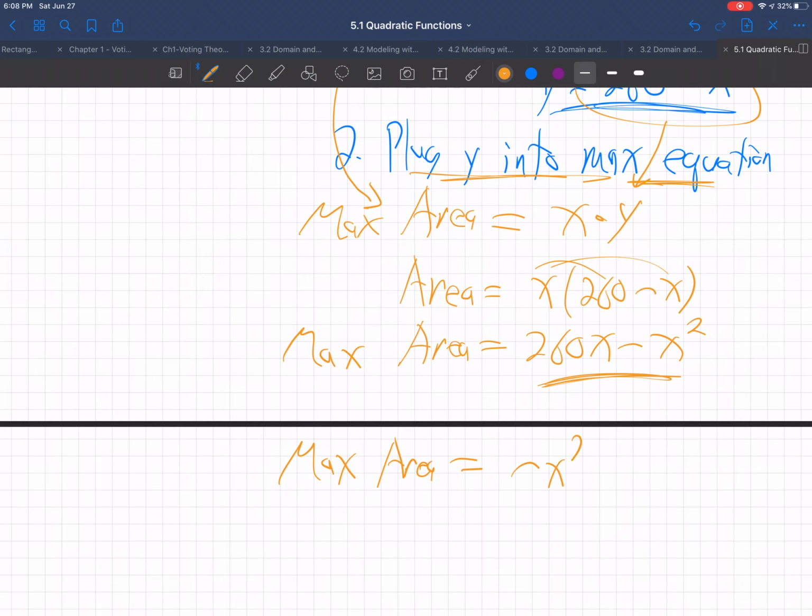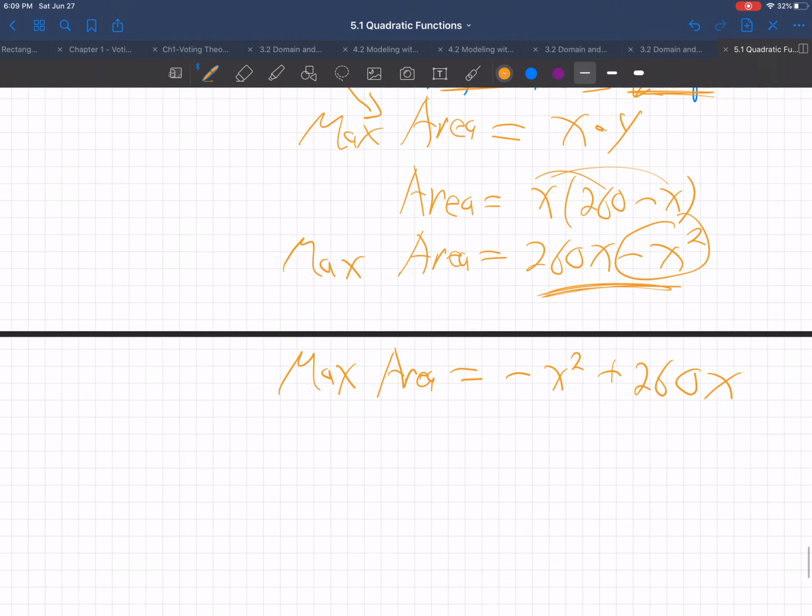So this will be minus x squared plus 260x. I just reordered it, right? I put the minus x squared in the front. I just want the bigger power in the front. Now, we need to maximize that.